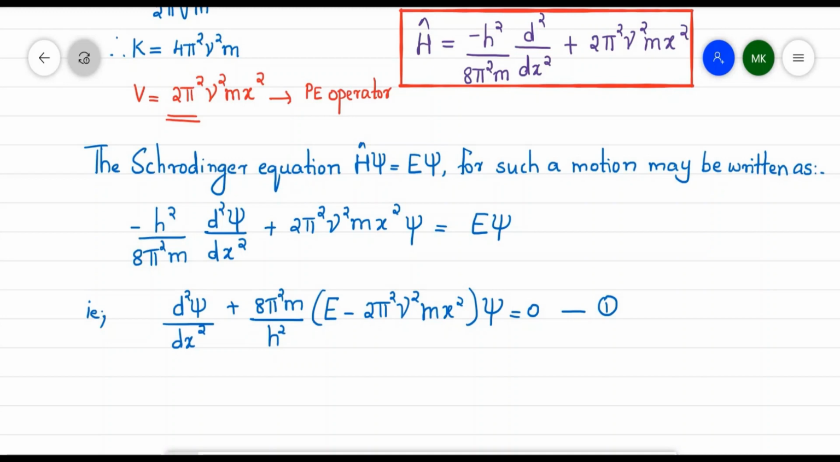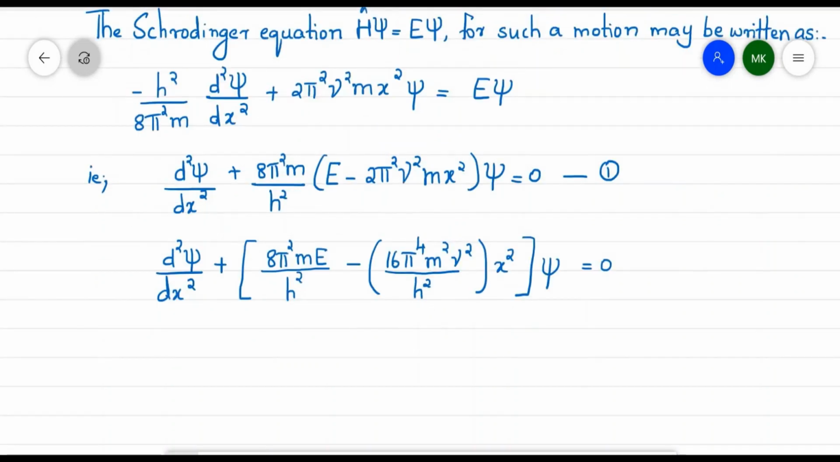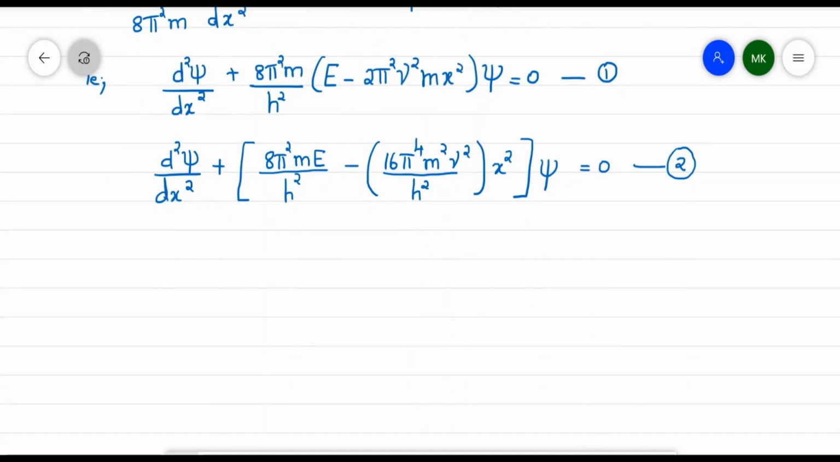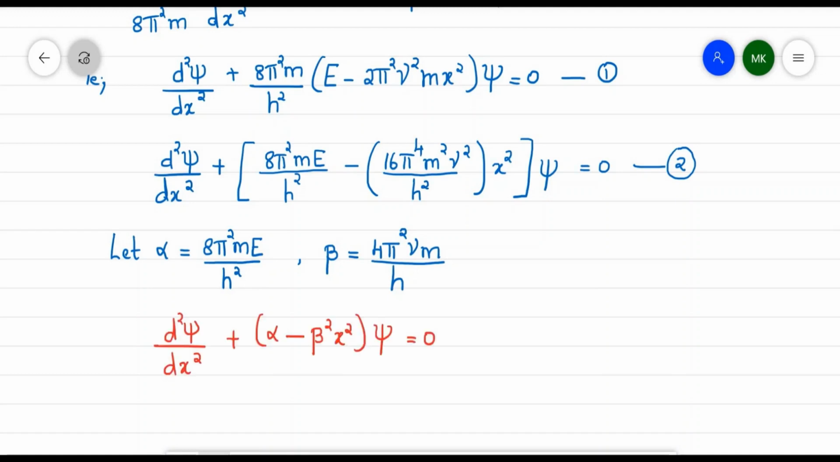Now this can also be written as d squared psi by dx squared plus 8 pi squared mE by h squared minus 16 pi to the power 4 m squared nu squared by h squared into x squared, the whole into psi, equals 0. Let this be equation 2. Now we are going to give a substitution. Let alpha equal 8 pi squared mE by h squared and beta equal 4 pi squared nu m by h. Substituting alpha and beta in equation 2, we get d squared psi by dx squared plus alpha minus beta squared x squared into psi equals 0.